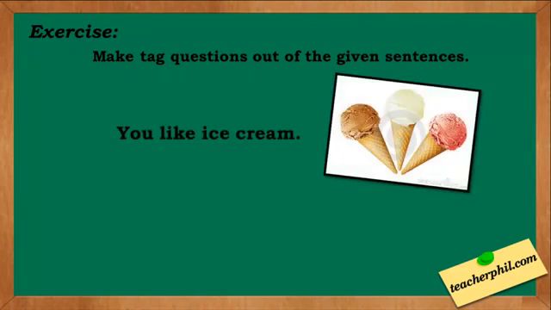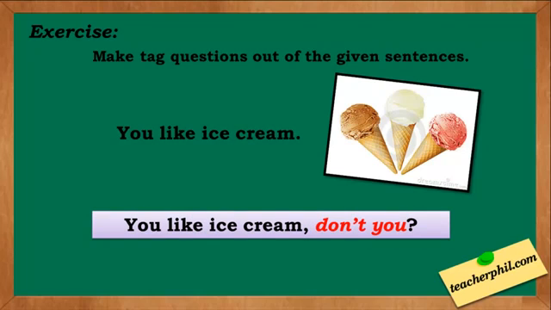The first one, you like ice cream. The correct answer is, you like ice cream, don't you? We don't have an auxiliary verb here. We only have the main verb like. Therefore, we need to use the verb do since our subject is considered plural, you.